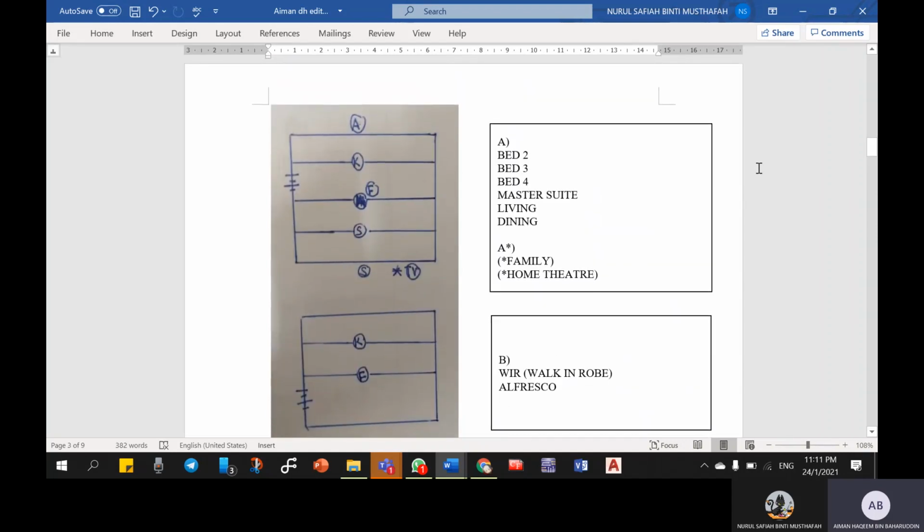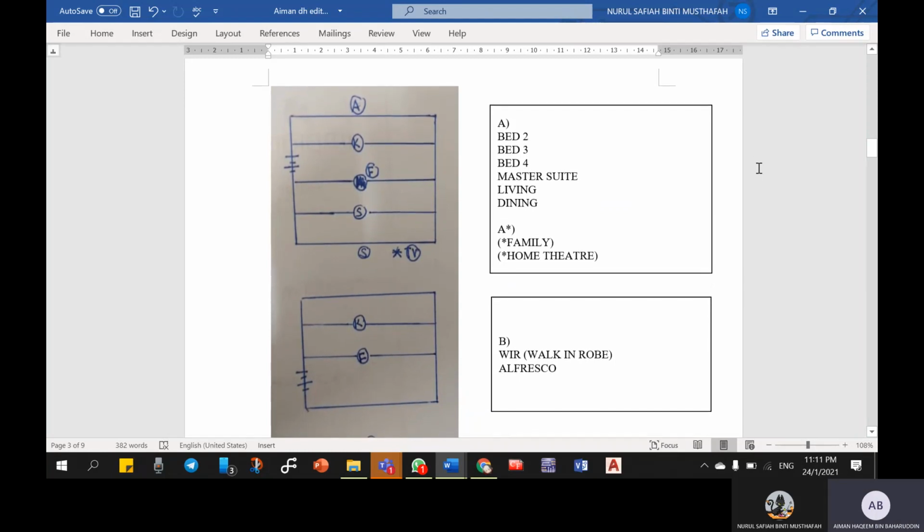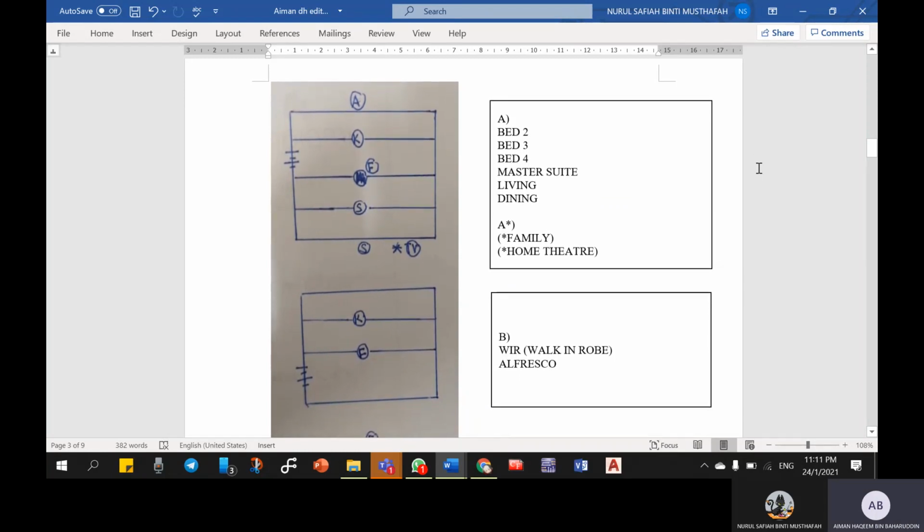For circuit A, we use the same circuit for bed 2, bed 3, bed 4, master suite, living, and dining, which consists of one air conditioner, one ceiling fan, one fluorescent light bulb, and 2 wall sockets. But for the family room and home theater, we added a TV which is in series to the wall socket. As for circuit B, there are 2 appliances used, one ceiling fan and one fluorescent light.